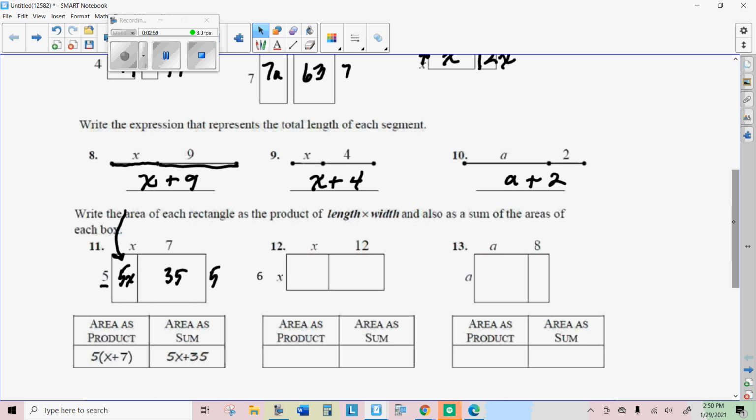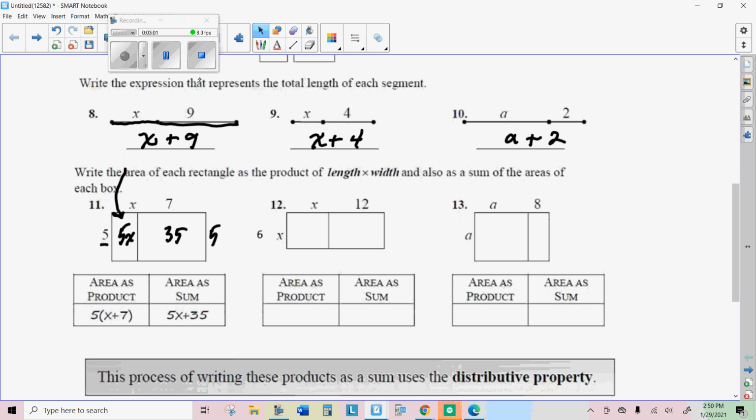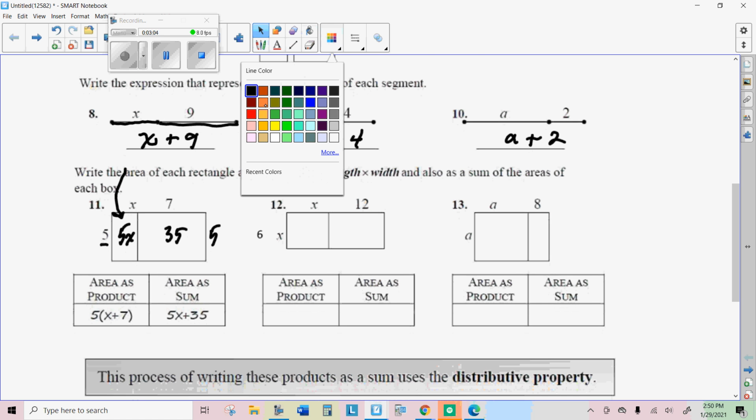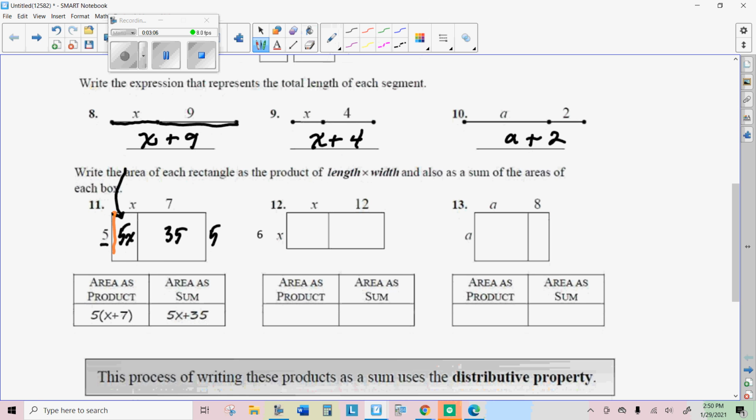Now we can actually represent that area of the total big rectangle a couple of ways. I could use the outside dimensions, so this total length right here is x plus 7, like we were doing up above here, x plus 7. And I can multiply that by this dimension here, which is 5, and that would look like this. 5 times, when we have parentheses, we say the quantity x plus 7.